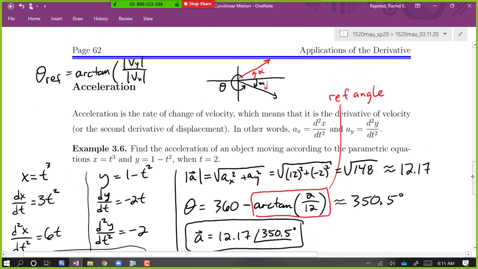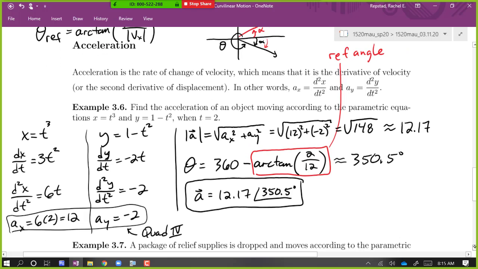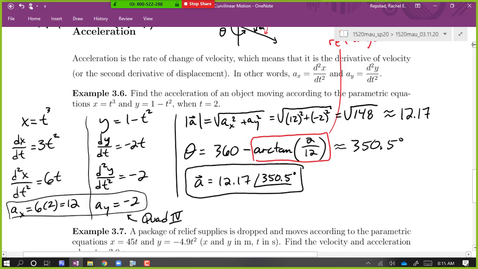Arctan will never give you a fourth quadrant angle, or when it does, it'll give it to you in the form of a negative angle. And what we want is a standard position angle measured counterclockwise from the positive x-axis. Other questions?